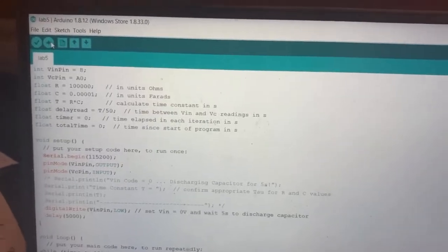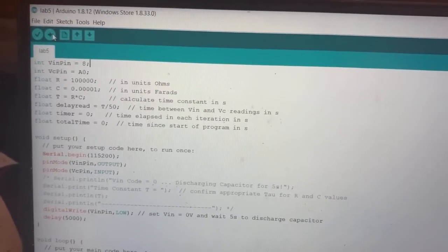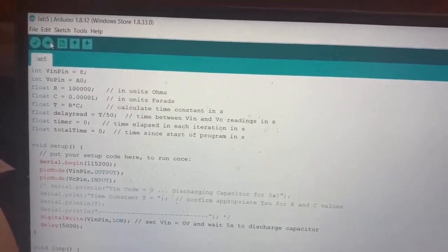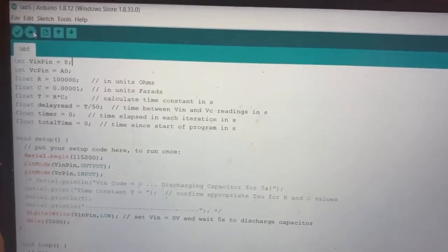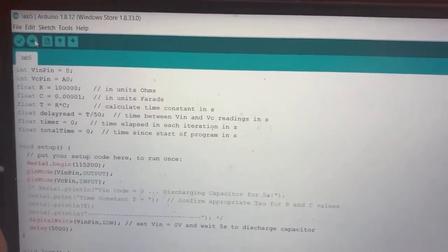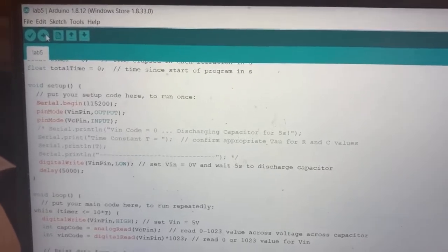IDE code. Above the setup, I established what the time constant is based on the specified resistor value in the circuit, and this will help us define what the appropriate delay should be in between readings down in my loop. In the setup, I set the Vin pin low for 5 seconds to let the capacitor fully discharge.